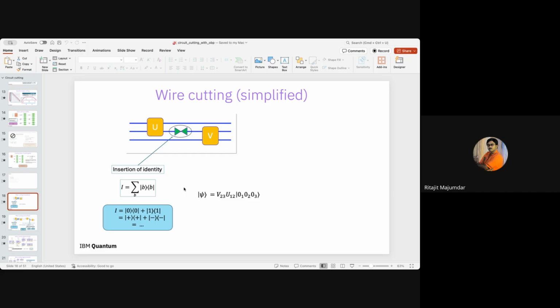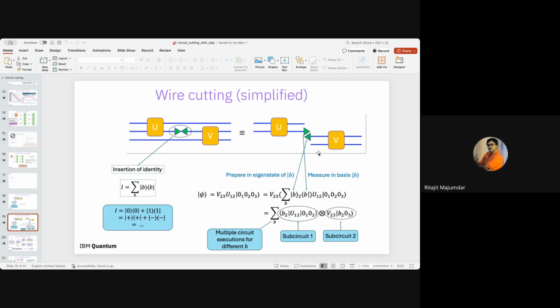So you take any basis, and identity will just be the summation of all those terms in the basis, like |0><0| + |1><1|, |+><+| + |-><-|. You take any basis that you want, so I am just showing this as B. The original circuit I can now write down like this, explicitly stating the number of qubits and which qubit each gate acts on. U is acting on qubits 1 and 2, V is acting on qubits 2 and 3. Now if I put in this identity between U and V, I can write it like this. I have just put in the identity.